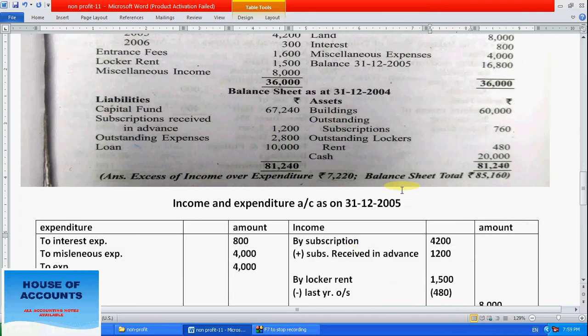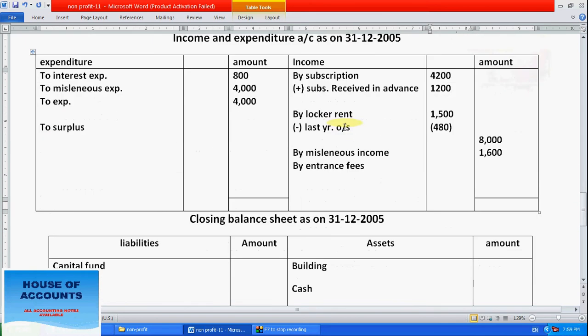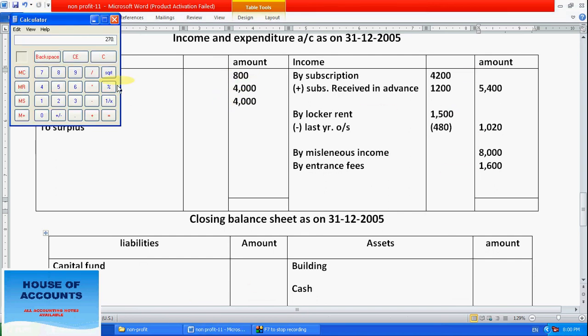Loan also comes in the balance sheet. So all entries we have checked. So now let's calculate which is the best one. Okay, highest amount. So this one, 5400 overall. Okay, so this one after deduction, how much? 1020. Here, see, income is more than expenses, because here expenses are 8000, income is larger than expenses.